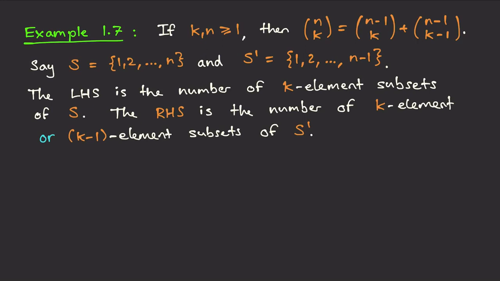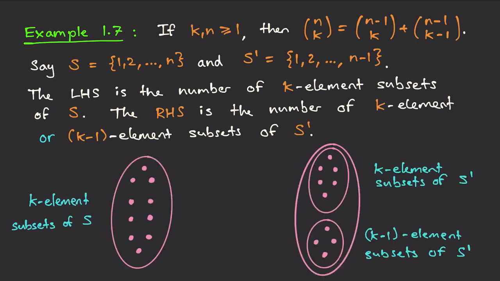The oval on the left represents the set of all k-element subsets of S. The pink dots in the oval represent the subsets themselves. So the number of pink dots on the left is equal to the left-hand side, n choose k. On the right, the two smaller pink ovals represent the two terms on the right-hand side. The top one is the set of all k-element subsets of S primed, and the bottom is the set of all k-1 element subsets of S primed.